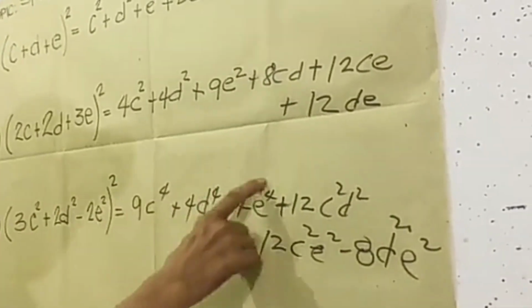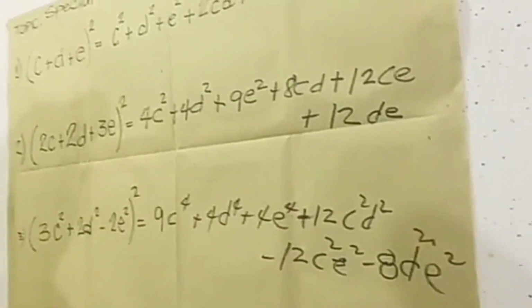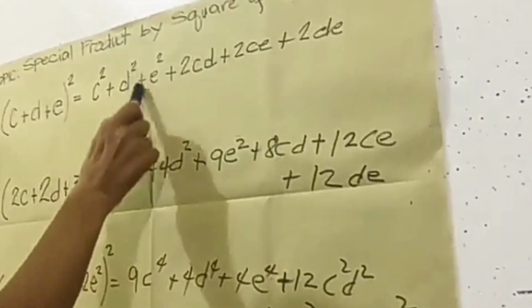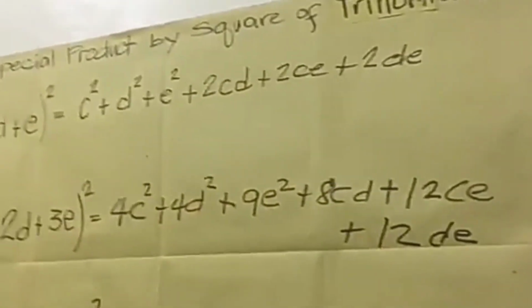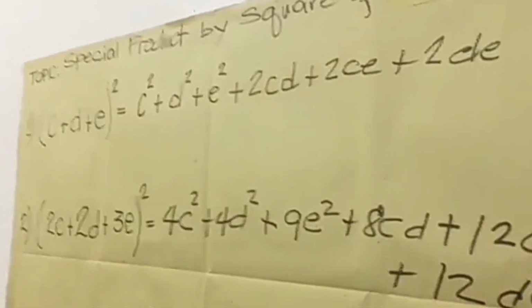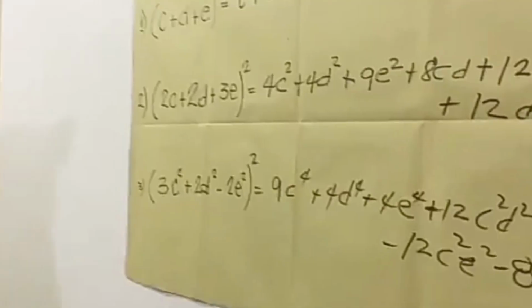1, 2, 3, 4, 5, 6. Observe that in square of trinomials, our answer is 6 terms.